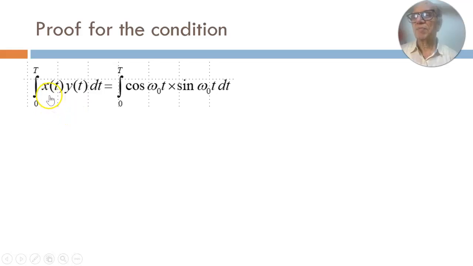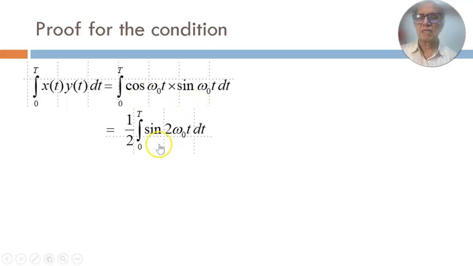What we have to do is to take the product of the two signals x(t) and y(t) and then integrate over the time period T, and then find the condition which will make the result of this integral equal to 0. So we substitute for x(t) and y(t): x(t) is cos(ω₀t), y(t) is sin(ω₀t), and then you integrate. Then you can use a trigonometric identity to change this to a slightly different form. So this is 1/2 sin(2ω₀t). This is one of the trigonometric identities. We use this so that integration becomes easy.